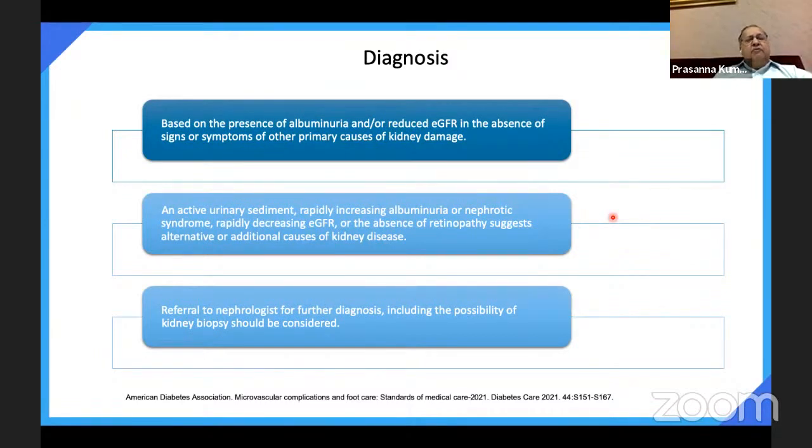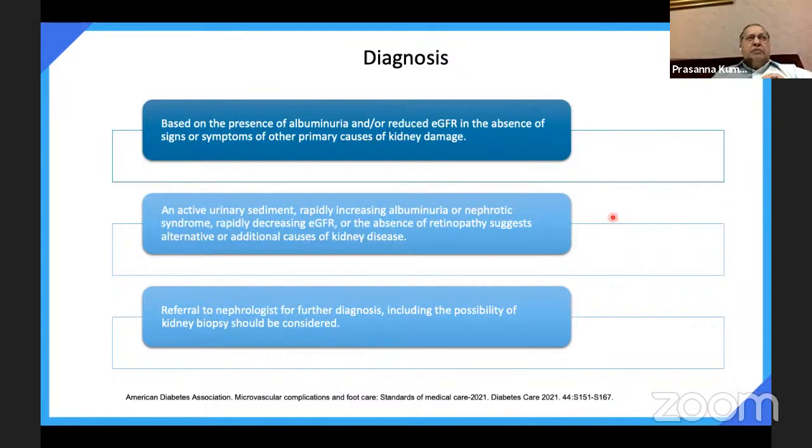There are very simple formulas you use, using creatinine and the height and weight of the patient, to calculate the eGFR, which may not be perfect, but still these are the ones which are useful. Active urinary sediment, rapidly increasing albuminuria, nephrotic syndrome, rapid decrease in eGFR, and absence of retinopathy suggest an alternative or additional cause of kidney disease. Usually, the retinopathy and nephropathy go hand in hand.